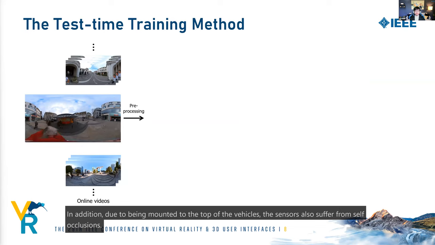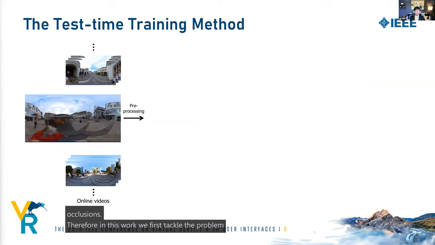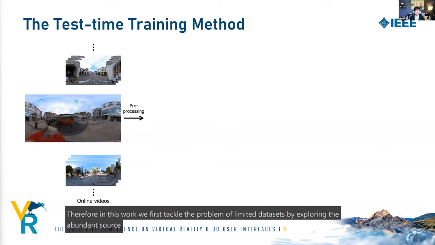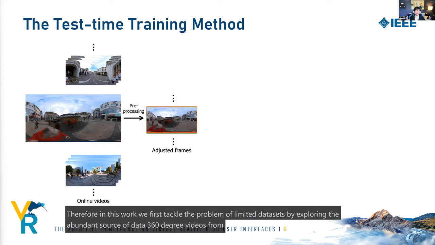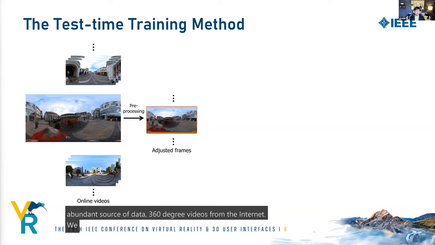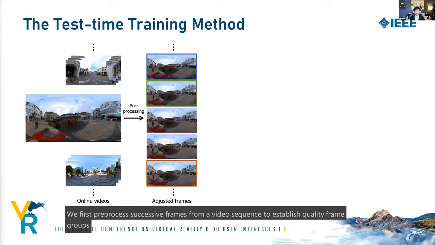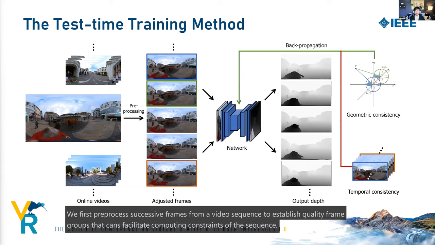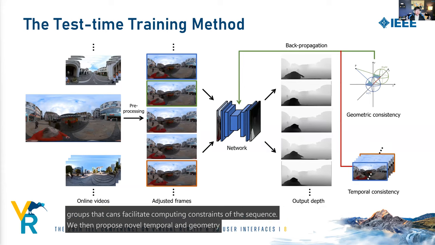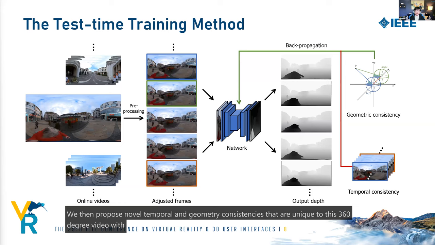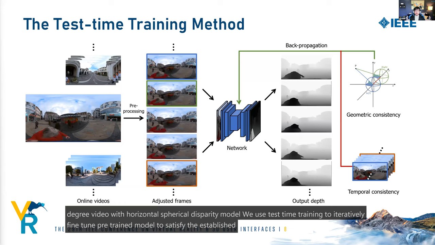Therefore, in this work, we first tackle the problem of limited datasets by exploring the abundant source of data, 360 degree videos from the internet. We first pre-process successive frames from a video sequence to establish quality frame groups that can facilitate computing constraints of the sequence. We then propose novel temporal and geometry consistencies that are unique to this 360 degree video with horizontal spherical disparity model. We use test time training to iteratively fine-tune a pre-trained model to satisfy the established constraints before we finally generate the depth map.